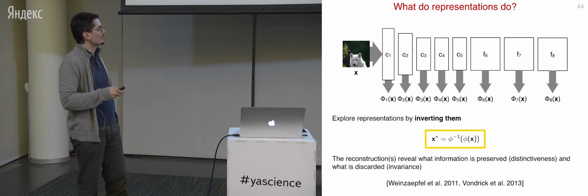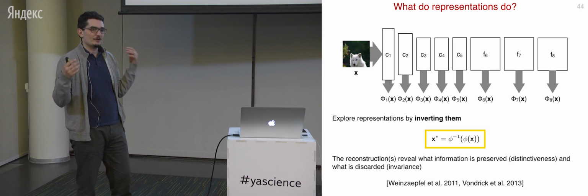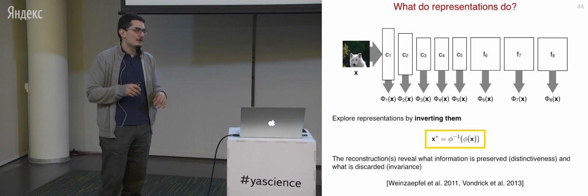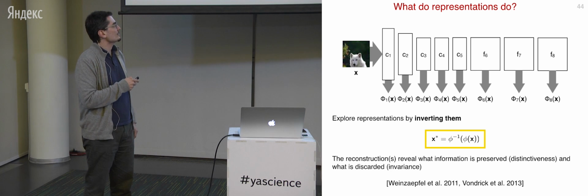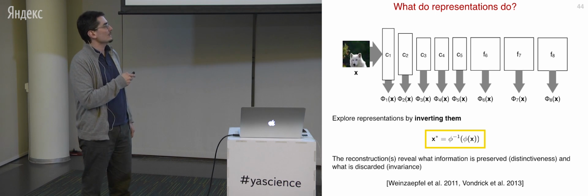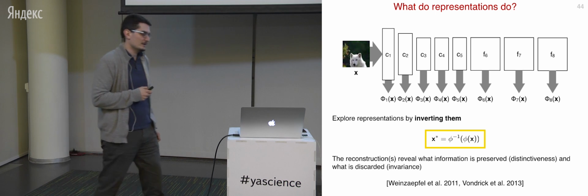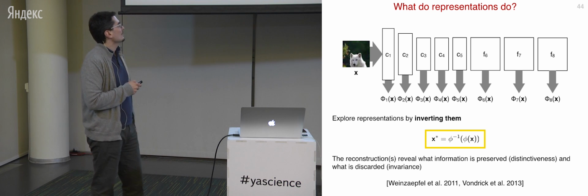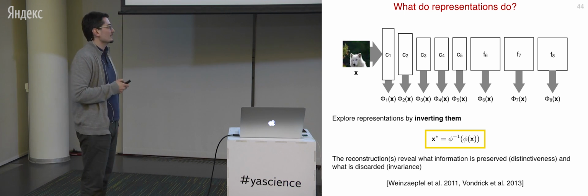So the CNN itself is a collection of possible representations of the image. And what we would like to do is to be able to say what information is being computed or preserved about the input image at each one of these layers. So how can we do that? Here's one way to try to get some insight into it.